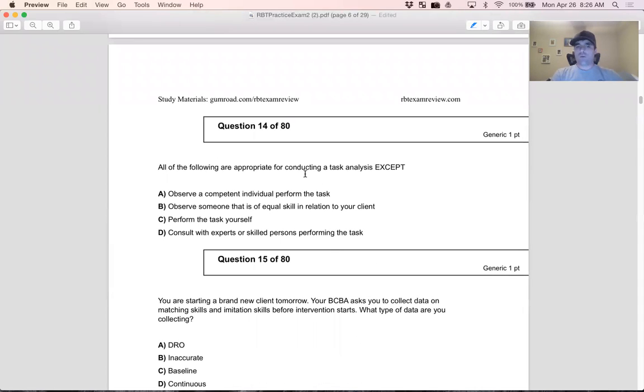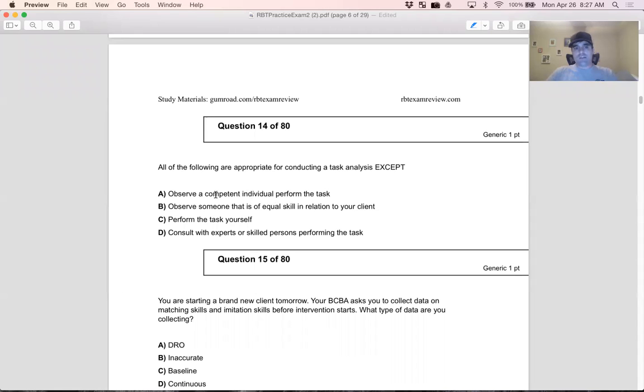All of the following are appropriate for conducting a task analysis except what? So what's the question asking? The question is asking, how do you conduct a task analysis? So what's a task analysis? A task analysis is when we take a behavior and we break it down into steps. You take a task, you analyze it, and you break it into steps to create a task chain. So what's the most appropriate way to break down that behavior into steps?